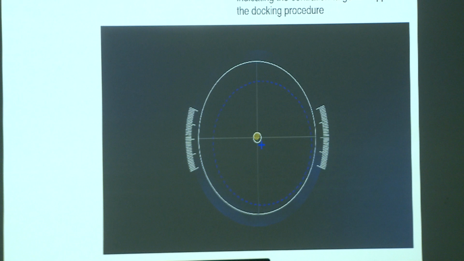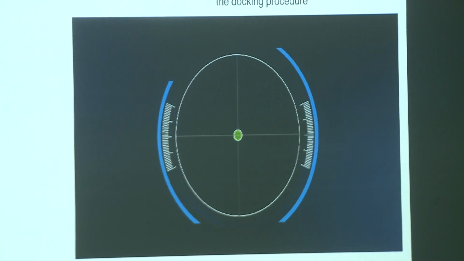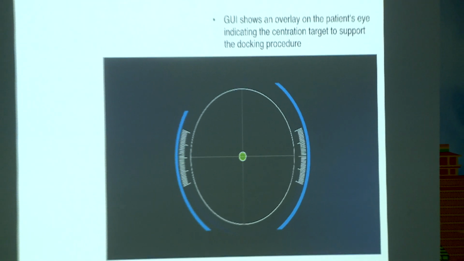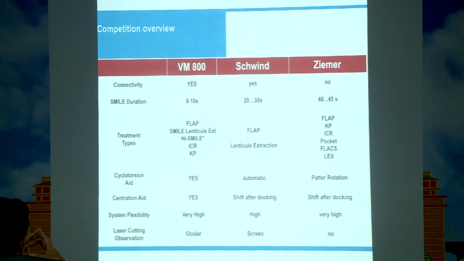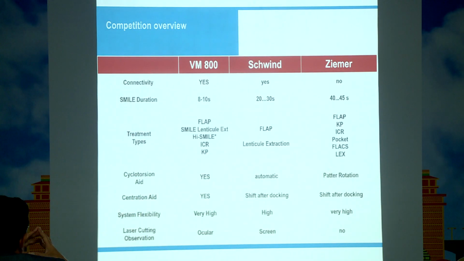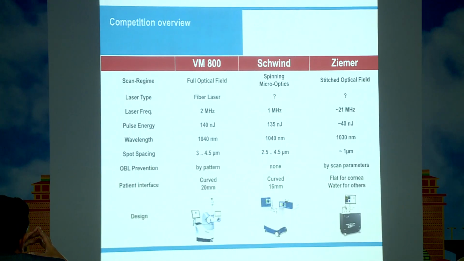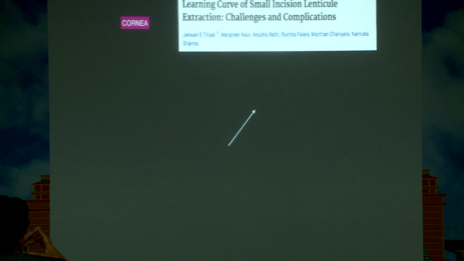So as we dock here, the XY from the Atlas has been fed, and automatically it aligns accordingly onto the vertex position. So the various competitions available. I think this is the fastest lenticule separating machine.